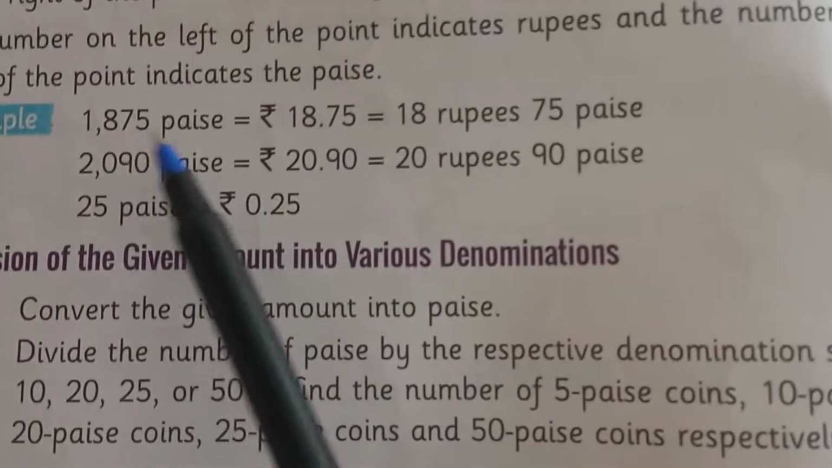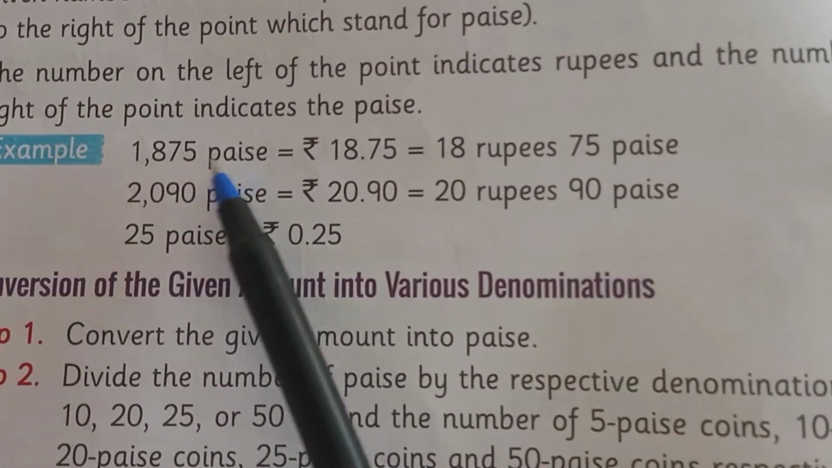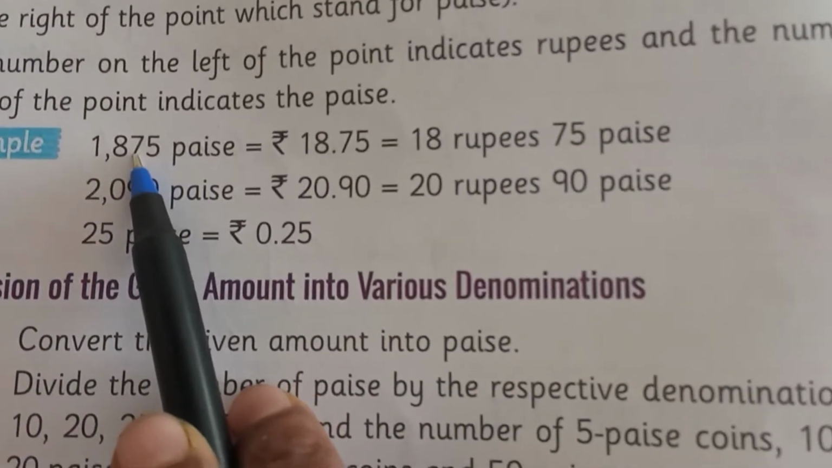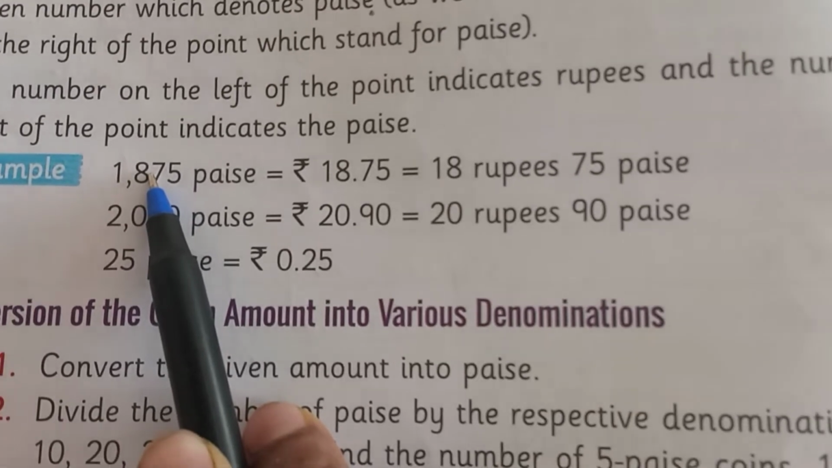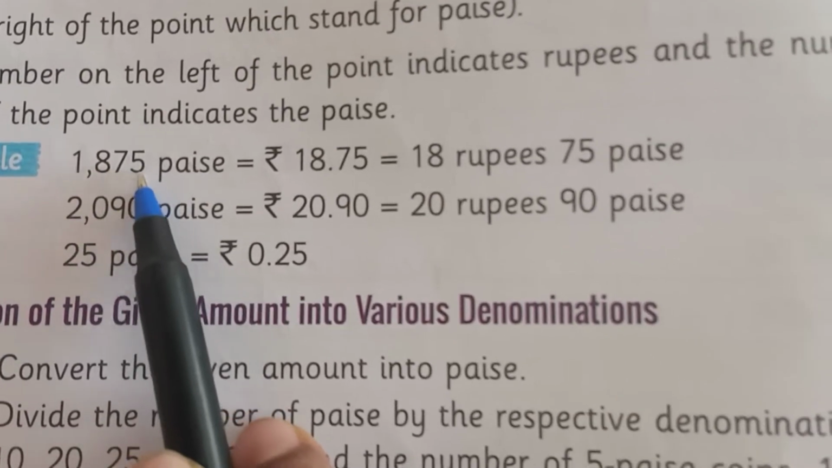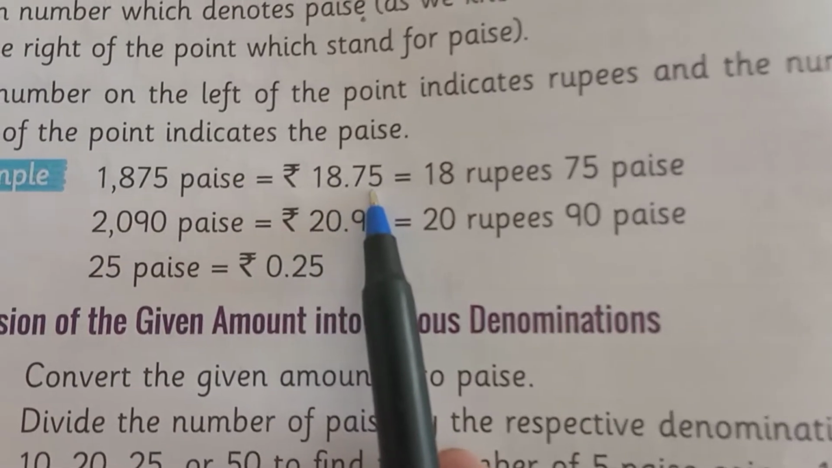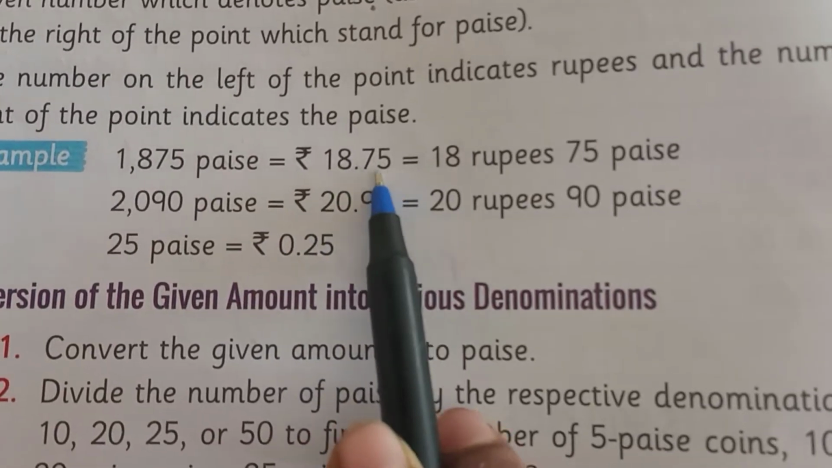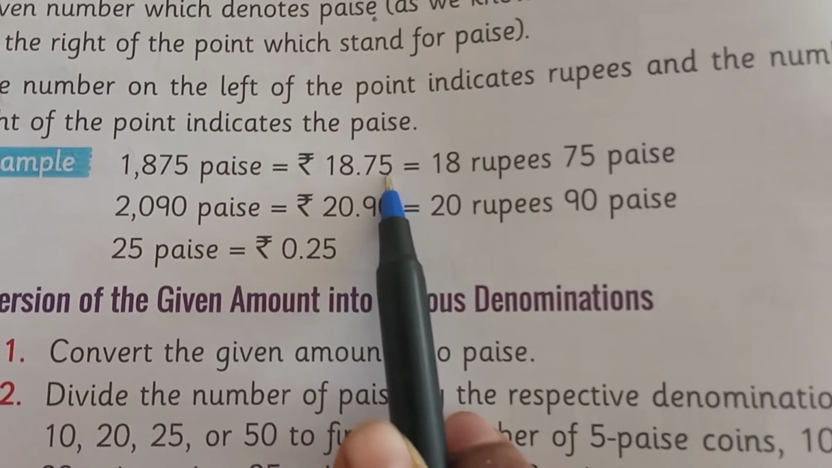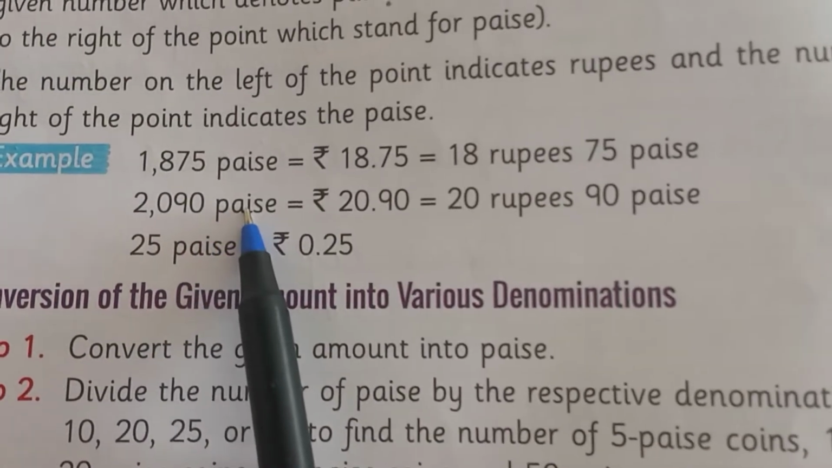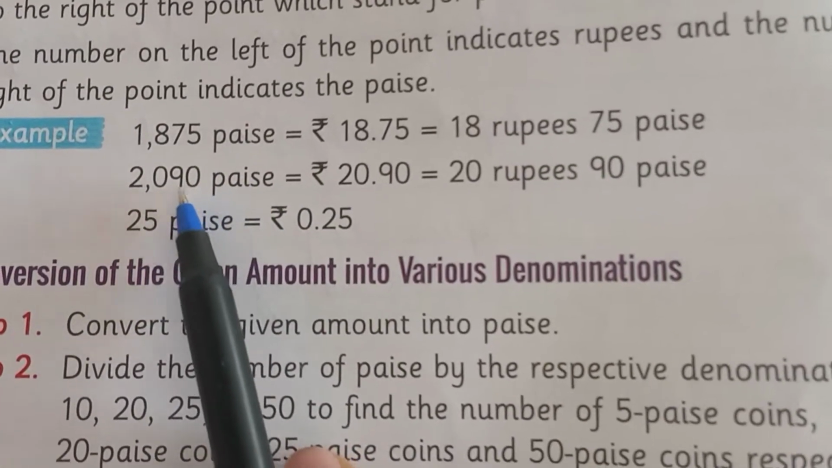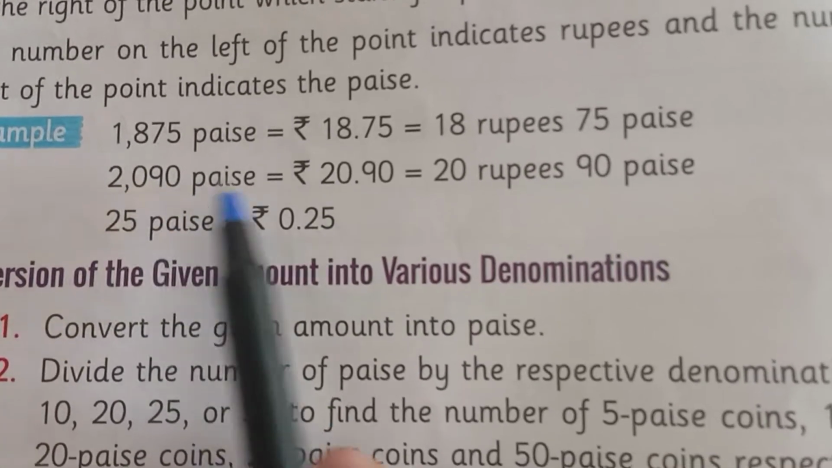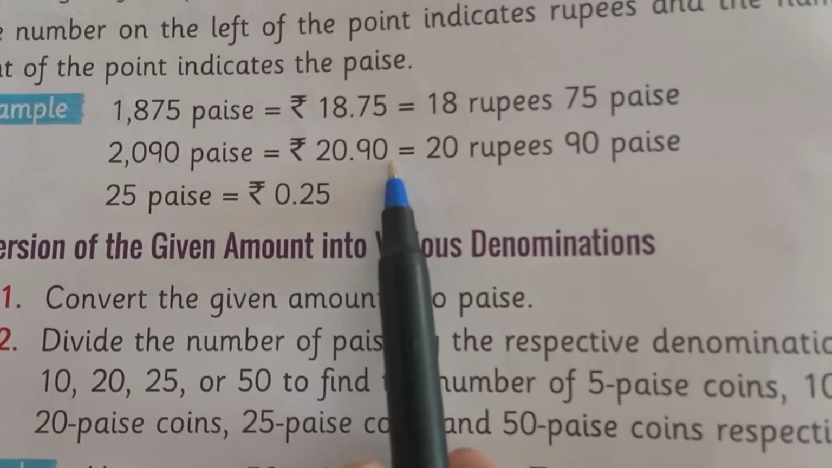So similarly here, 1875 paise. So you will put a decimal after 2 digits. 1, 2. So you put the decimal here. So we will have 18.75, and put here a rupee symbol. Means 18 rupees and 75 paise. Okay. Similarly 2090 paise. So again you count here 2 digits. 1, 2. Now put here a decimal. So we have 20.90. So you have 20 rupees 90 paise.